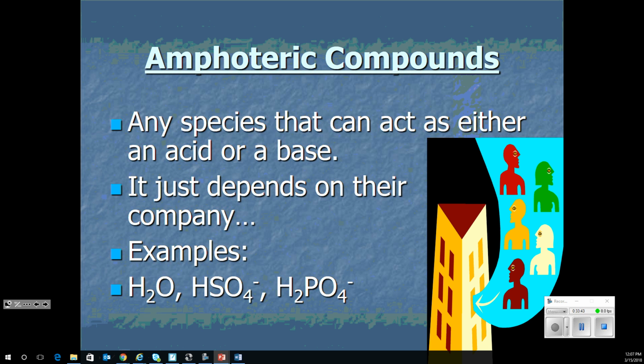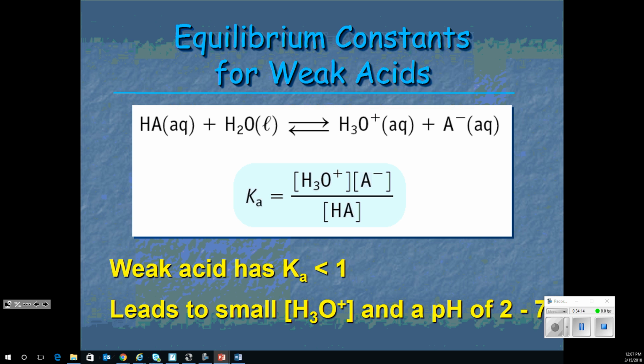When we talk about amphoteric, I'm talking about something that could act as an acid or a base depending on who it's with. Water is one of those. Water can act like an acid or a base depending on who it's with. If I have an acid and it has more than one hydrogen that can be given off, if one hydrogen's already gone, then it can act as an acid or a base. So sulfuric acid, if one hydrogen's gone, can act as an acid or a base. Phosphoric acid, if it has lost 1 or 2 hydrogens, it can act as an acid or a base. It just depends on whose company they're in.